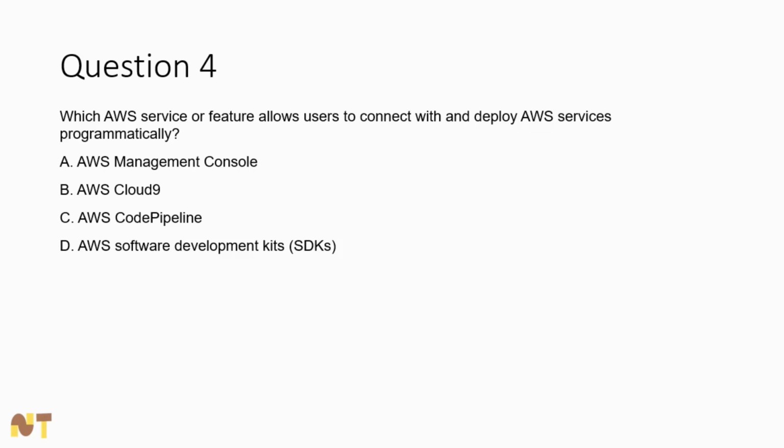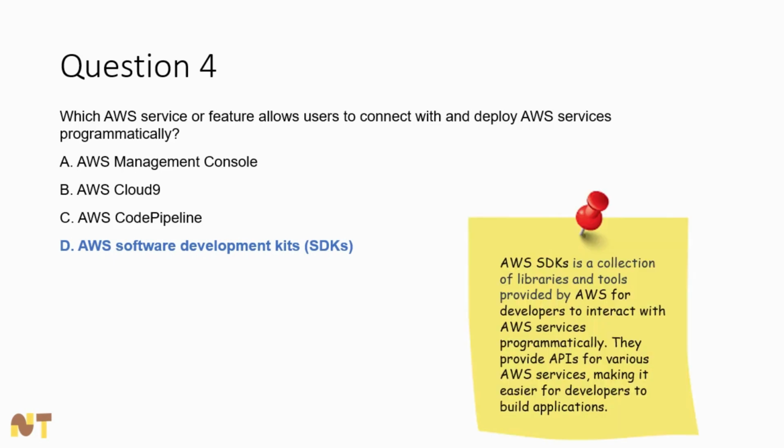Now, we have a hint in this question: whenever you see the keyword programmatically and there is an option of SDKs, the correct answer is SDKs. AWS Software Development Kits provide developers with the necessary tools and libraries to interact with AWS services programmatically. SDKs are available for various programming languages such as Python, Java, .NET, Ruby, and many more. They offer APIs and helper functions that simplify integration and interaction with AWS services. So the correct answer is D, AWS SDKs.